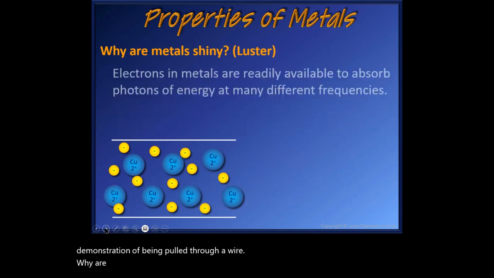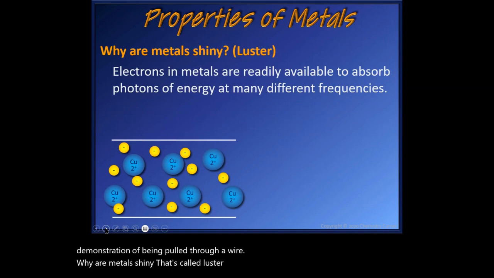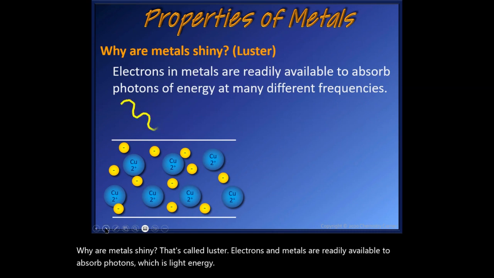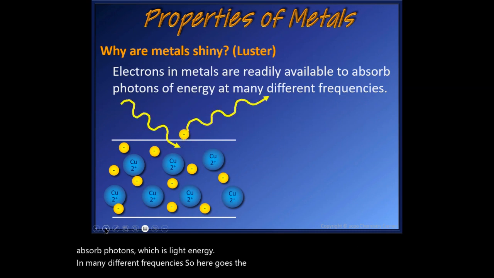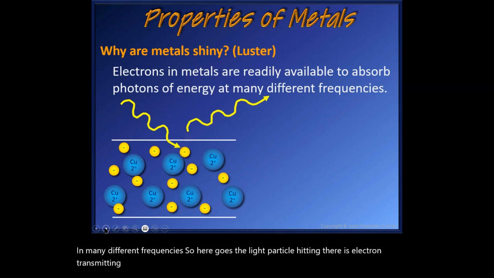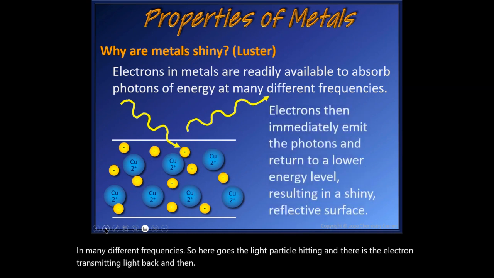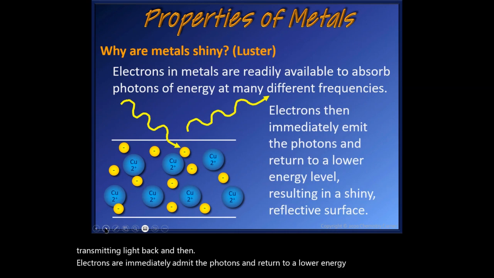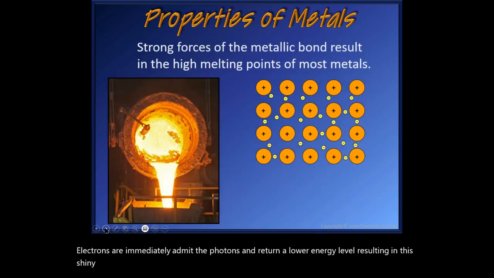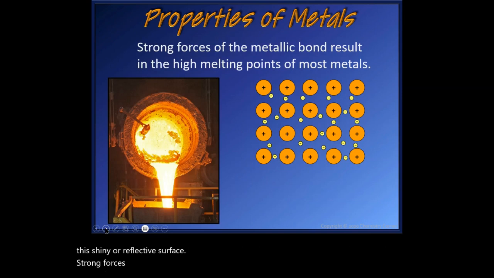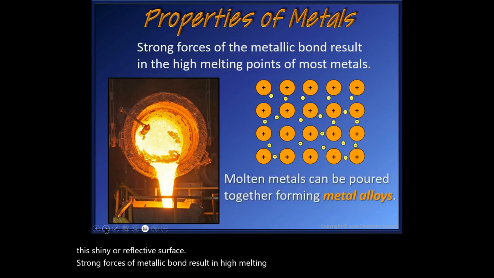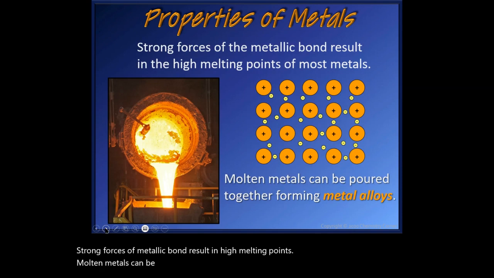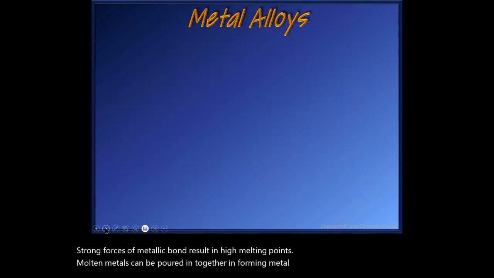Shiny metal is called luster. Electrons in metals are readily available to absorb photons, which is light energy, in many different frequencies. So here is a light particle hitting, and there is the electron transmitting light back, and then electrons immediately emit the photons and return to a lower energy level, resulting in a shiny or reflective surface. Strong forces of metallic bond result in high melting points. Molten metals can be poured together in forming metal alloys.